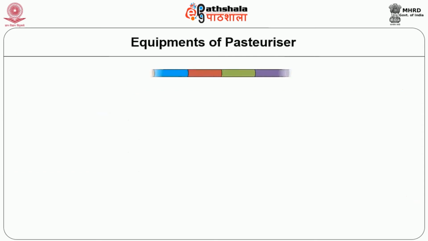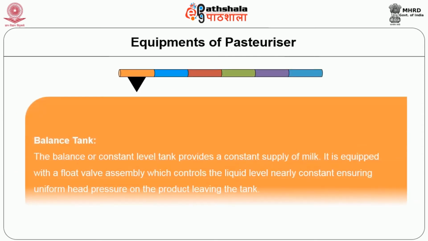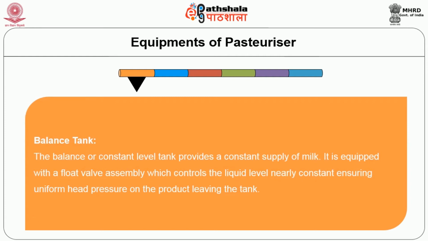The equipment used for pasteurizing begins with the balance tank. It is a constant level tank that provides a constant supply of milk. It is equipped with a float valve assembly which keeps the liquid level nearly constant, ensuring uniform head pressure on the product leaving the tank.